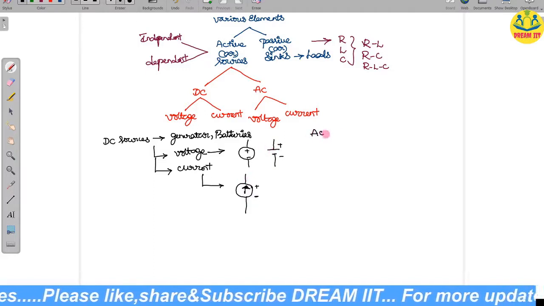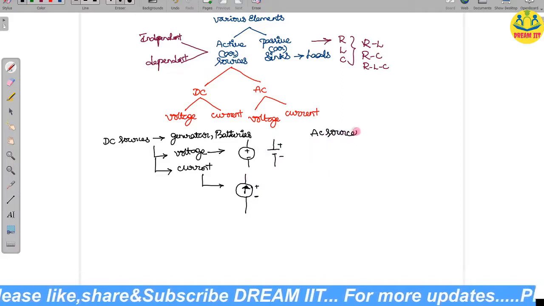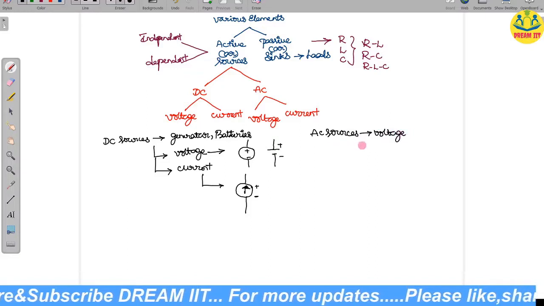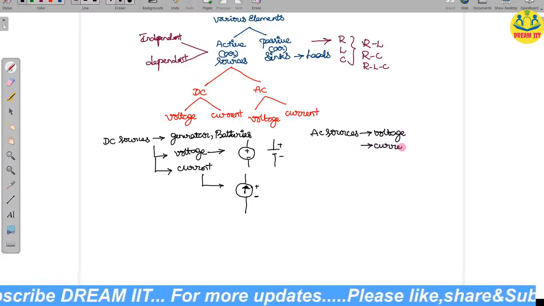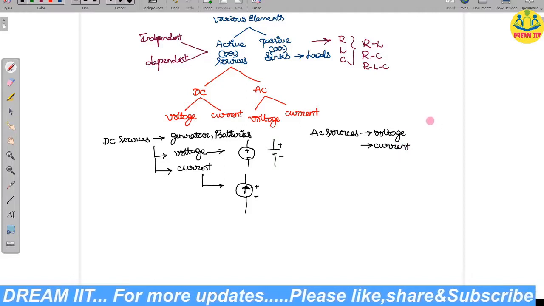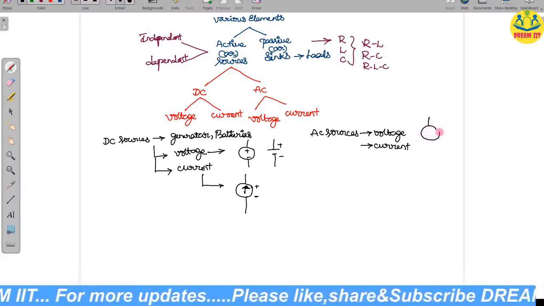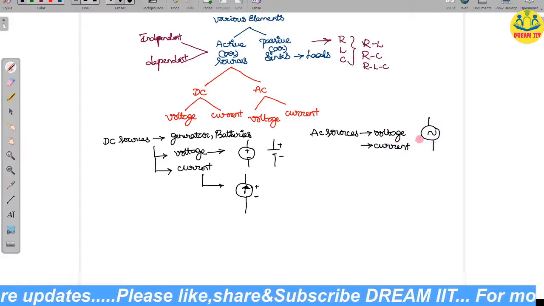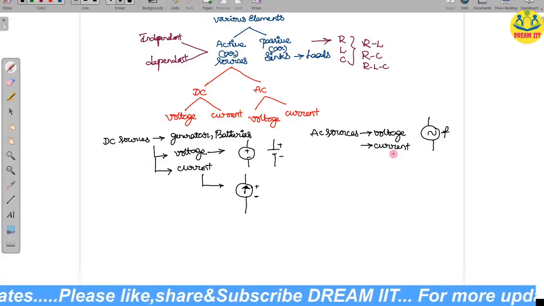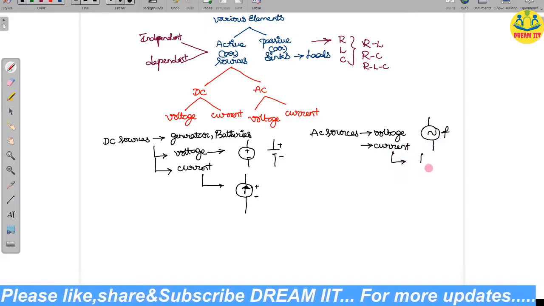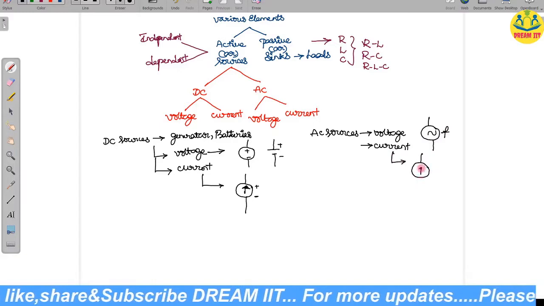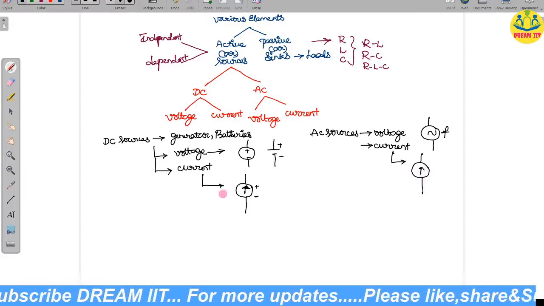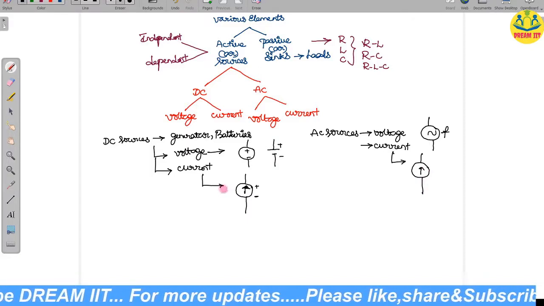Next, take the AC sources. AC sources also have voltage sources and current sources. How are AC sources normally represented? In the circle we have a sinusoidal signal like this, and they represent it with frequency. For the current source, the symbolic representation is the same, as I already told. So this is the representation of the AC sources and DC sources.